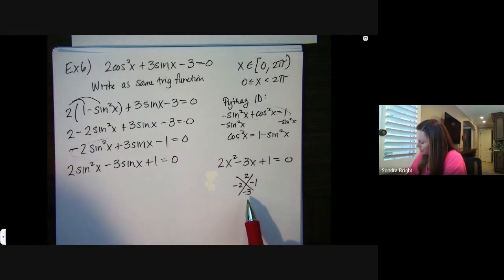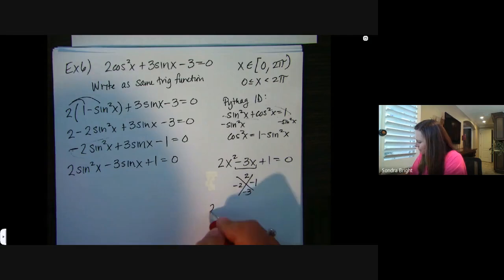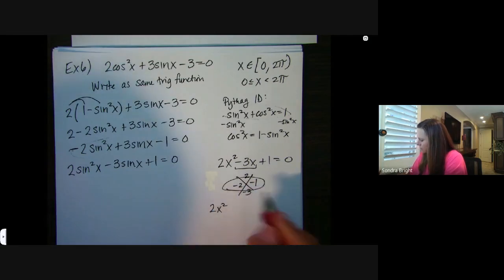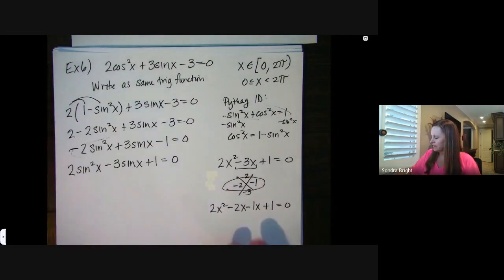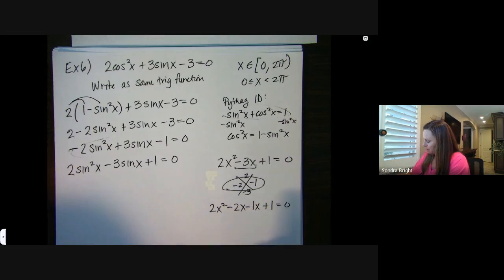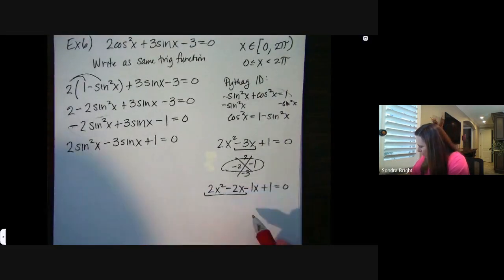And so what we would do is rewrite this middle term using these two guys. So 2x squared minus 2x minus 1x plus 1 equals 0. Notice all I did was rewrite the negative 3x as a minus 2 and a minus 1. And then you do factoring by grouping. Look at the first two. What do they have in common? This is a 1, not an absolute value.